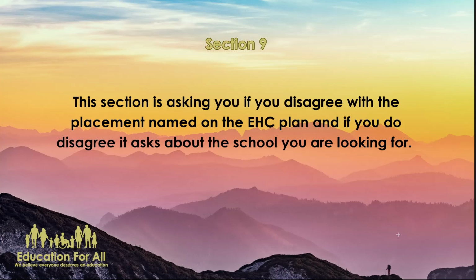Section 9 is asking you if you disagree with the placement named on the EHC plan, and if you disagree it asks about the school you are looking for. So basically what it means is you don't need a school at this stage to name. But they're asking you, if you disagree with the school that's on the plan and you don't have a school, what kind of school are you looking for?